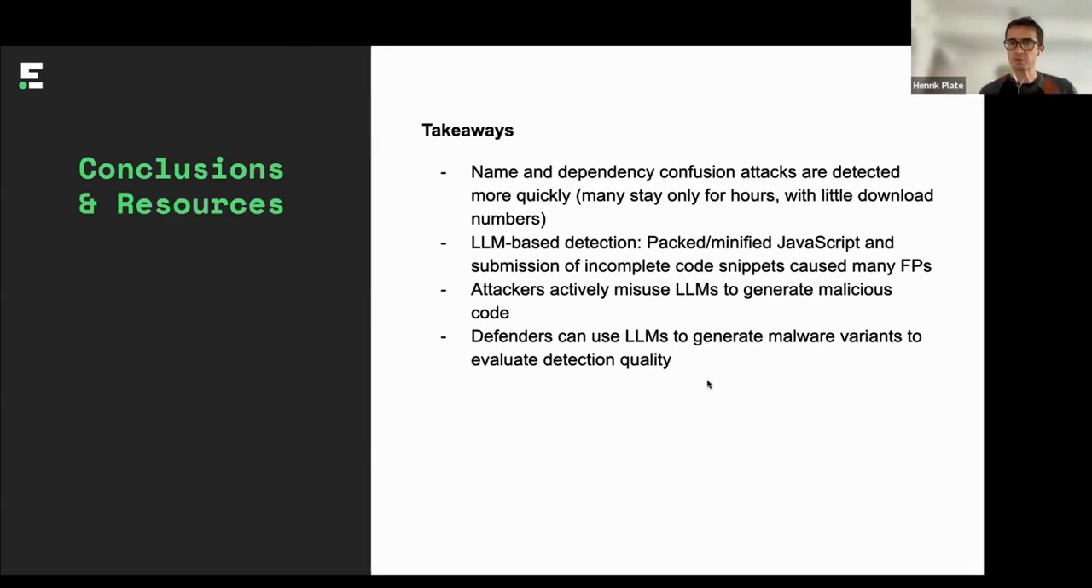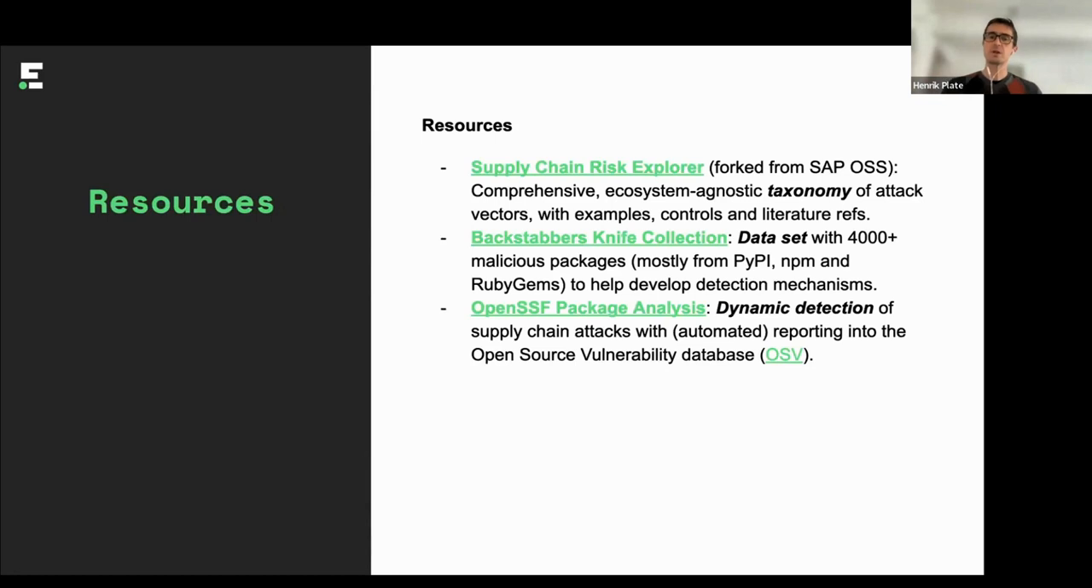And last but not least, I would like to refer to different resources in regards to supply chain attacks. The first one is the Supply Chain Risk Explorer, which I've mentioned earlier on. This is a taxonomy of attacks that I built with colleagues at SAP Security Research. It's a comprehensive, ecosystem-agnostic taxonomy of attack vectors with examples, controls, and various references. The second one is the Backstabber's Knife Collection, which is, to my knowledge, the biggest data set of malicious packages, which helps researchers to analyze malware and develop detection mechanisms.